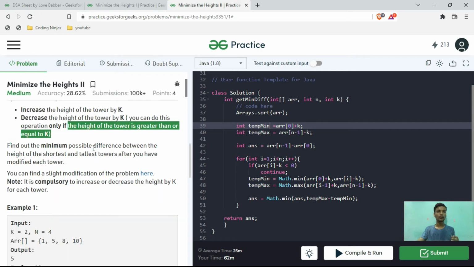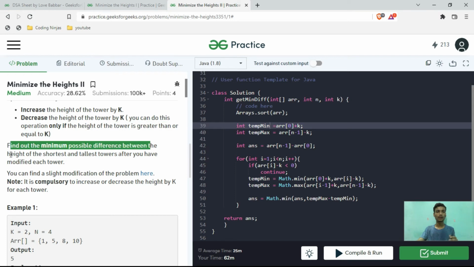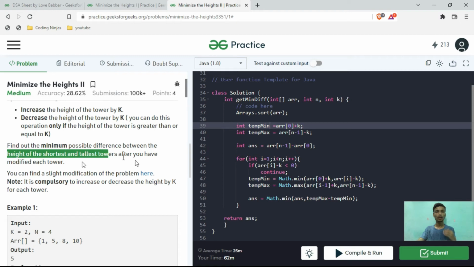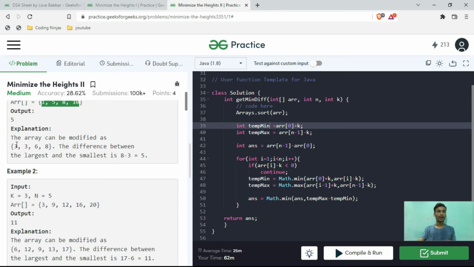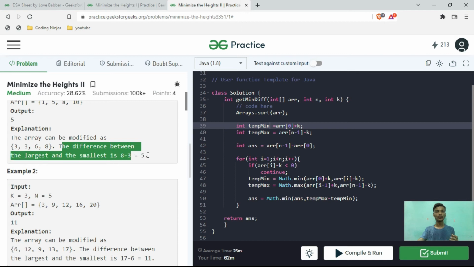So we have to find the minimum possible difference between the height of the shortest and the longest tower after we have modified each tower. Let's understand this by an example. Here k is 2, that means we can either increase the height by 2 or decrease the height by 2, and the number of towers is 4 and the heights are 1 5 8 10, and after modifying the heights they become 3 3 6 8, and the difference is 8 minus 3, that is 5.